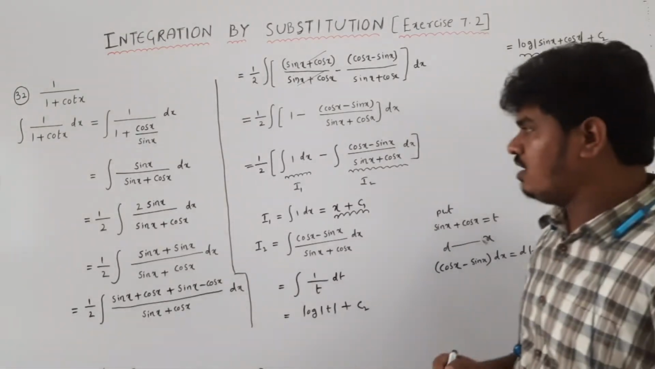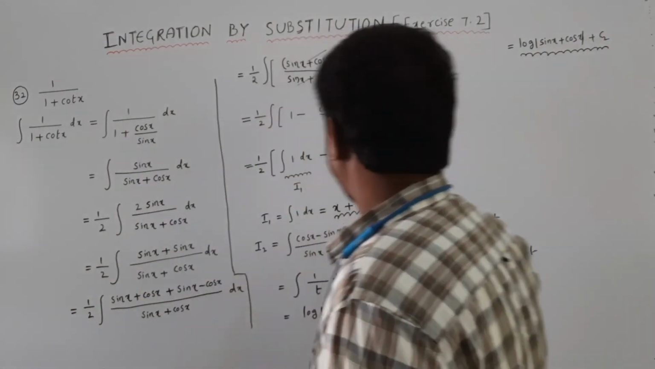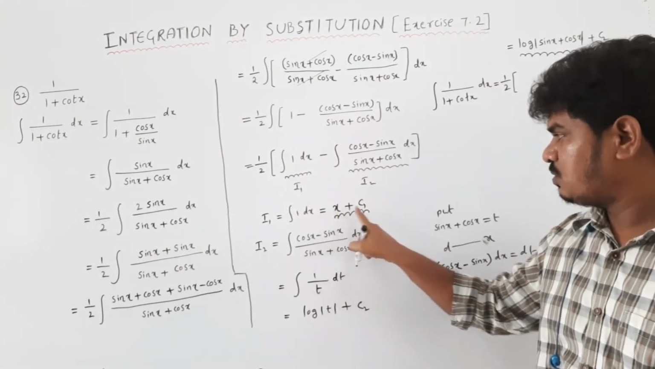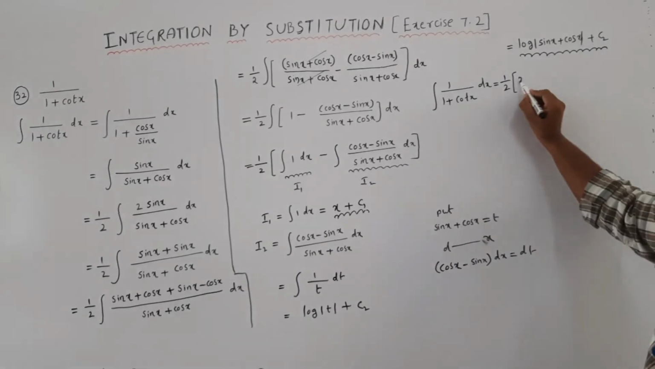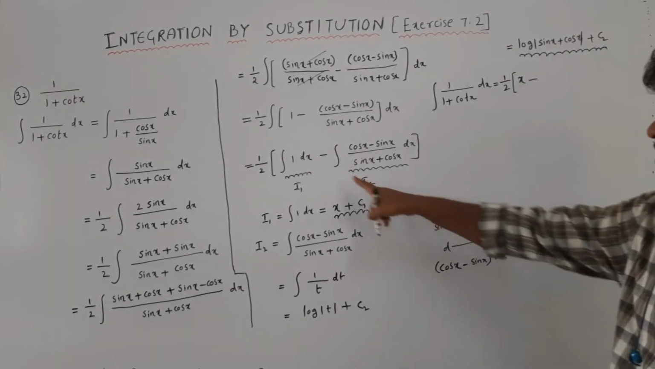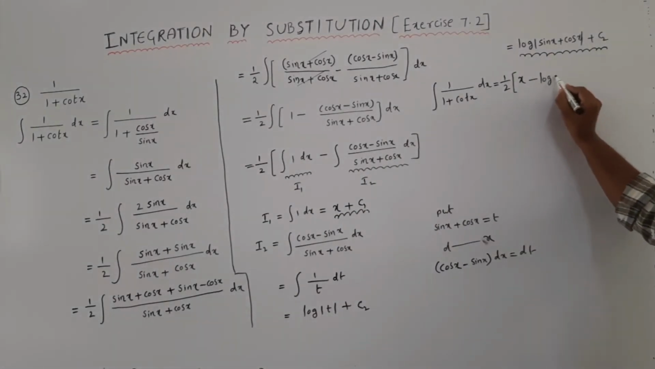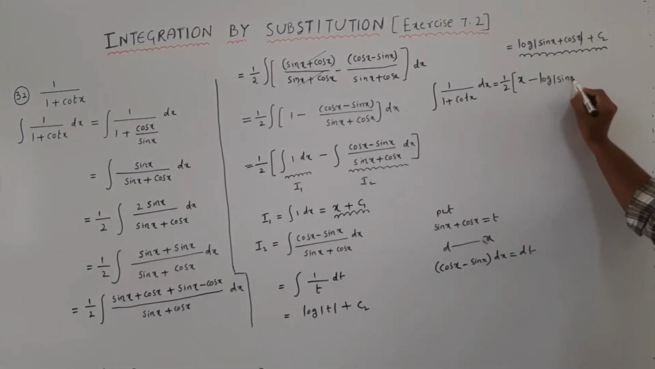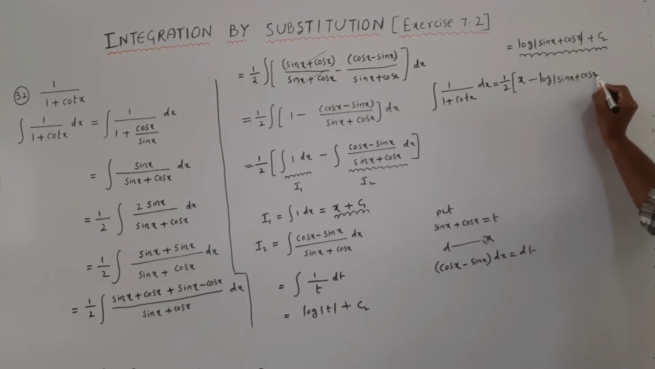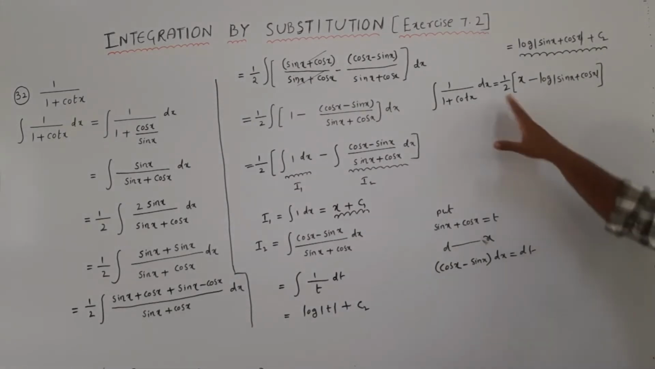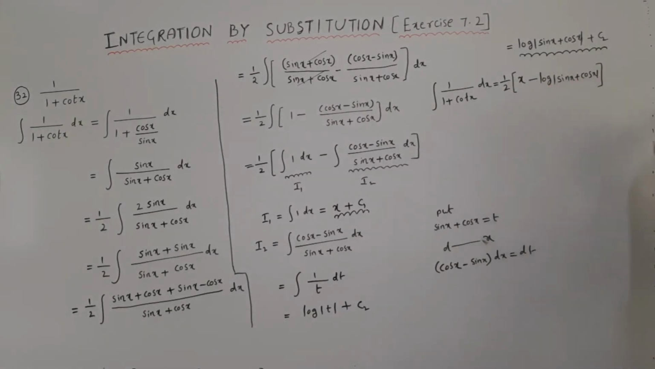Here the answer is 1 by 2 into the first answer x plus c1, no need to take c1, just take x, minus the second answer, log of sin x plus cos x. Here we have c1, here we have c2. Actually by multiplying with 1 by 2 we get c1 by 2 and so on, no need to write all those, just take plus c, finally it is enough.